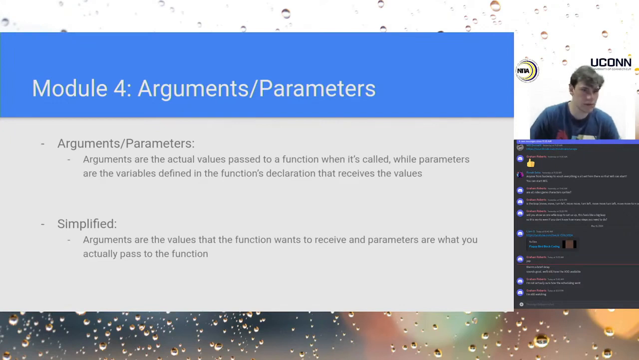All right. Arguments and parameters. We got arguments are the actual values passed into the function when it's called, while parameters are the variables defined in the function's declaration that receive the values. Super complicated, right? It's good to know the technical definitions. Definitely very good to know. But when you're just learning, I think it's easier to understand things in simpler ways.